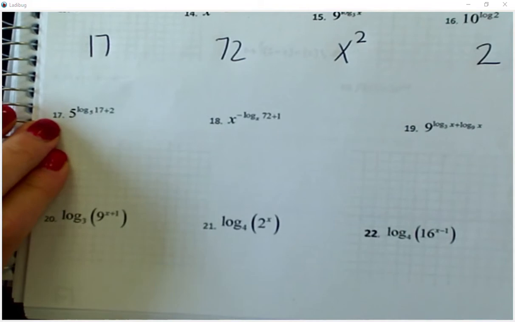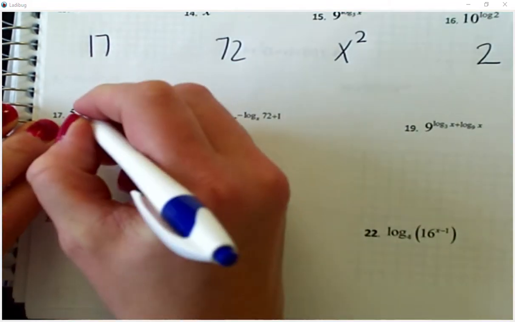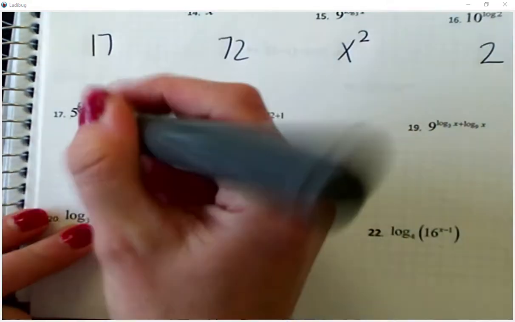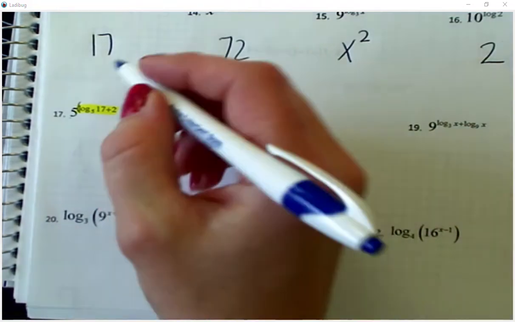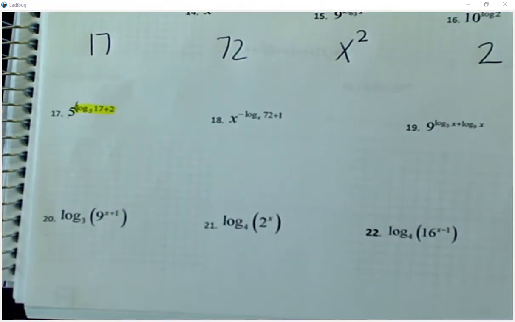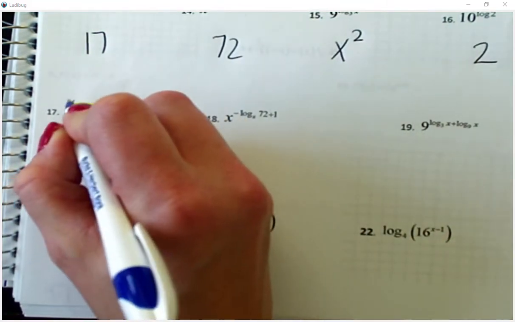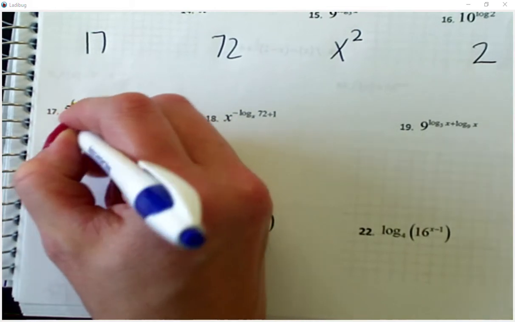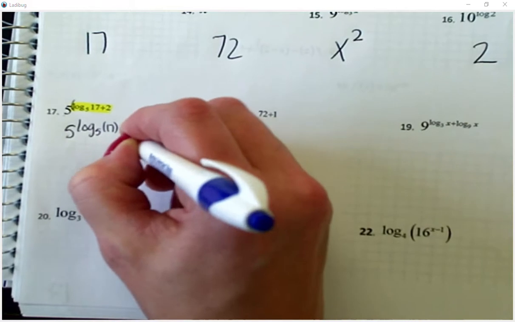Number 17. I'm going to highlight the whole exponent. That's the whole exponent. It's got a plus 2 in it. The plus 2 is separate from the 17. If they were together, I would have put them in grouping symbols. Okay, so you're right that the 5 and the log base 5 are going to cancel, but like that 2 over there.